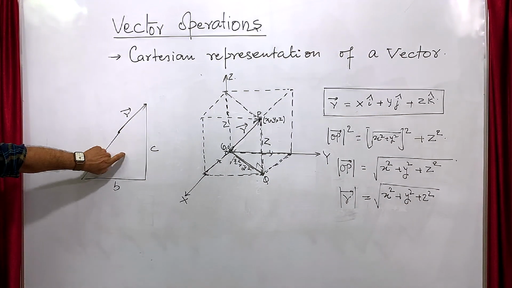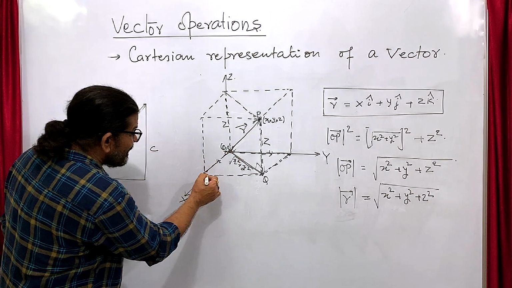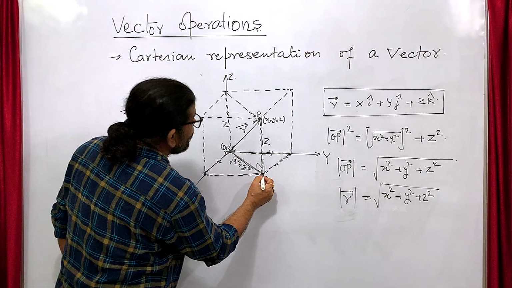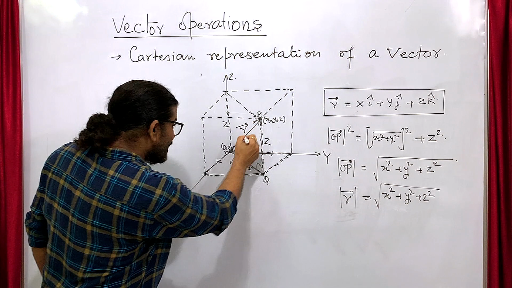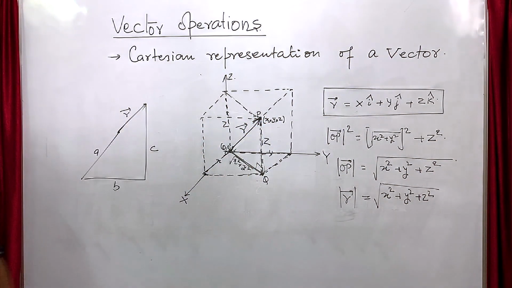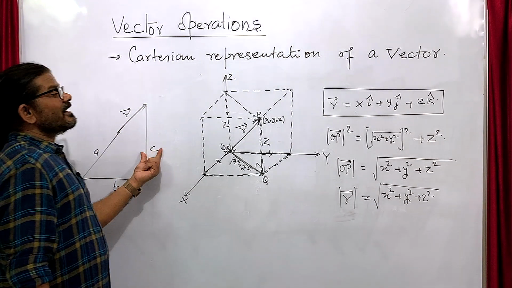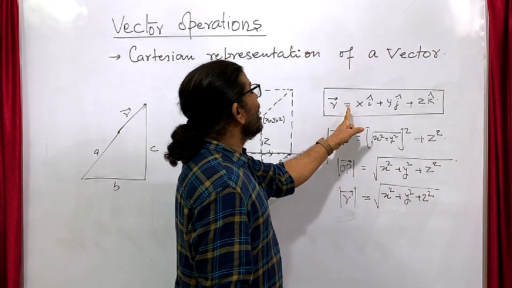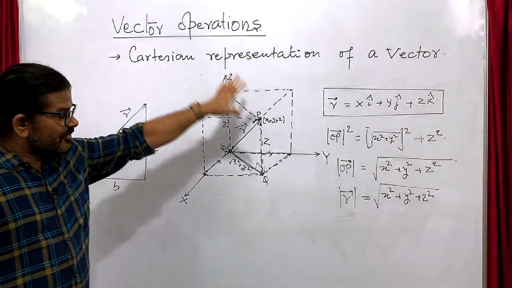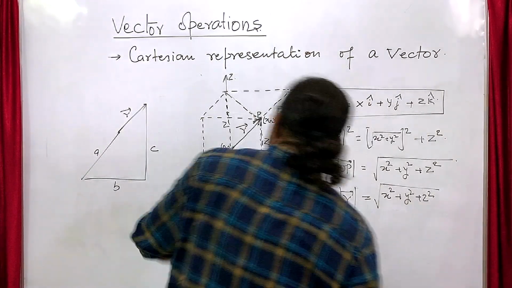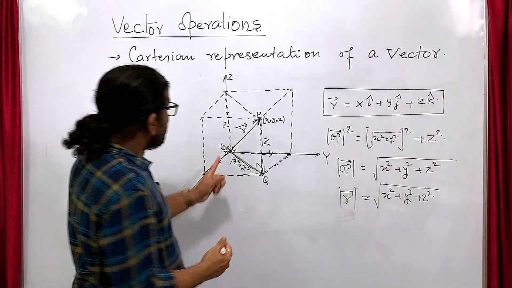Though this picture appears in one plane, this vector is in this plane, and this is also in this plane, and here this OP vector represents the resultant of vector A plus vector B plus vector C. That's why we have written the r vector as equal to x i cap plus y j cap plus z k cap.